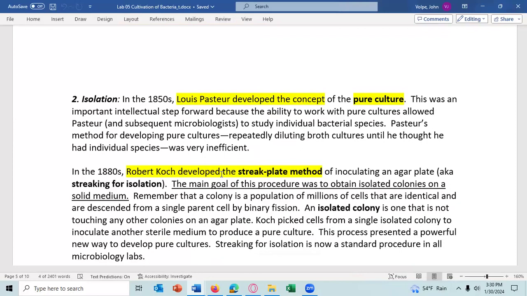Louis Pasteur developed the concept of a pure culture, and it was very quickly learned that you have to work with a pure culture because otherwise, when the test becomes positive, you don't know which species in your cocktail of different species changed the characteristic to a positive result.